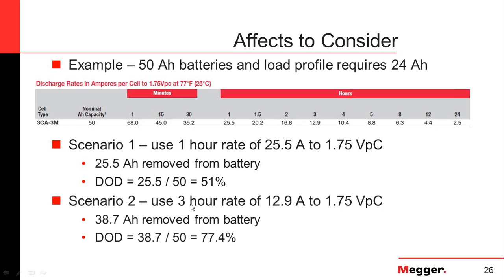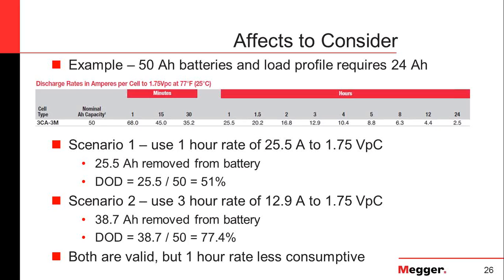Scenario 2, I say, all right, I want to use the 3-hour rate, which then removes, I have to do 12.9 amps, and that removes 38.7 amp hours from the battery. I have to take the 38.7 amp hours divided by the 50 amp hour capacity. I'm now at 77.4% depth of discharge. Now, what I'll say is both tests are valid, but as you can see, the 1-hour rate is less consumptive in nature. So I'm using about a half of a cycle versus 3/4 of a cycle.